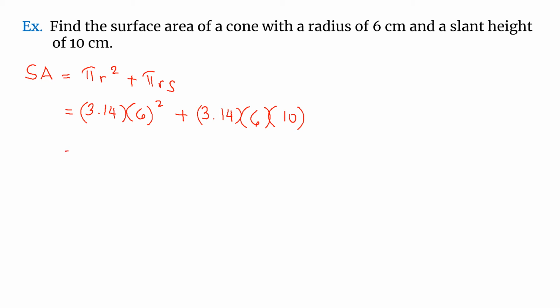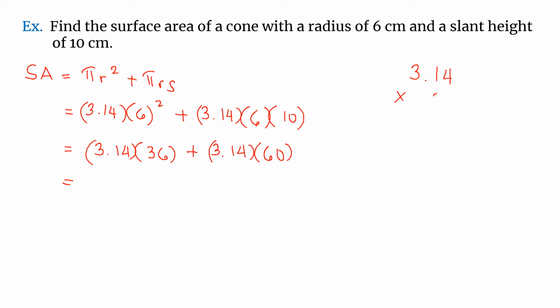So now let us compute, copy 3.14, and then evaluate 6 squared. 6 squared means 6 times 6. So happen that 6 times 6 is 36. Okay? On the other side, plus 3.14, still copy. And then what is 6 times 10? So 6 times 10, the answer is 60. Okay? Now let us continue. So 3.14 times 36. Let us compute.